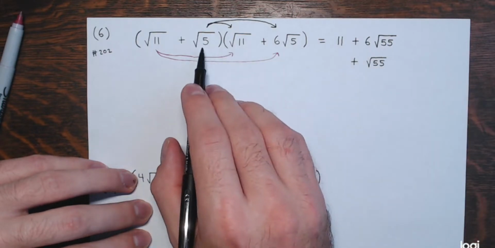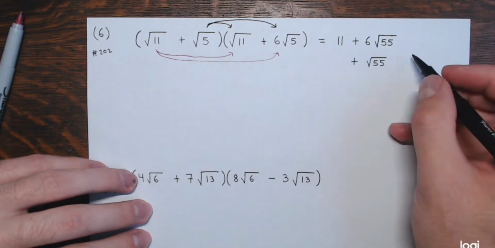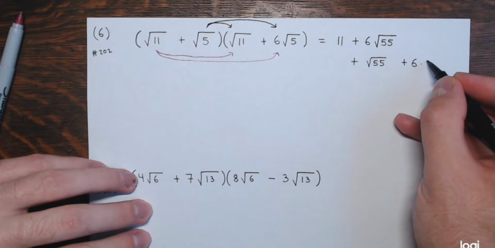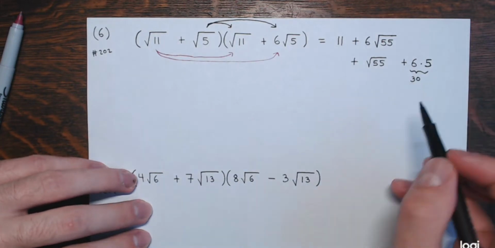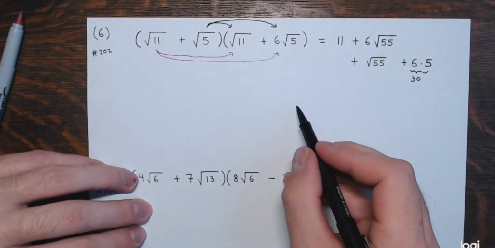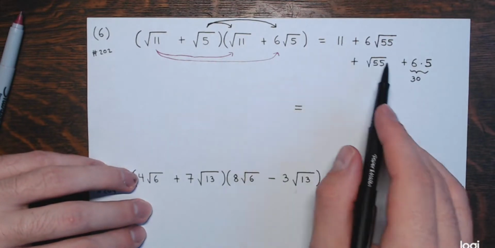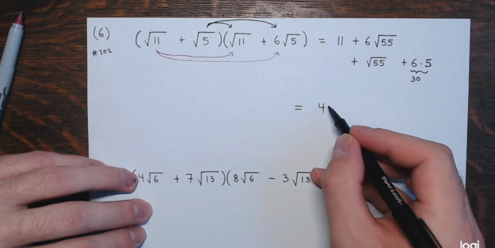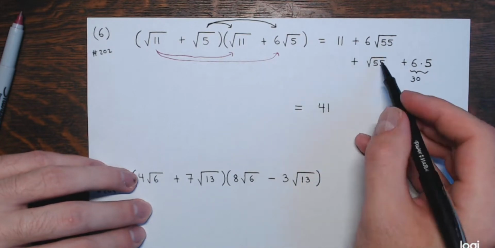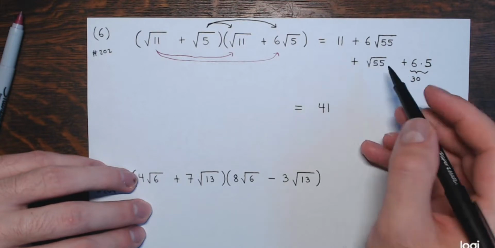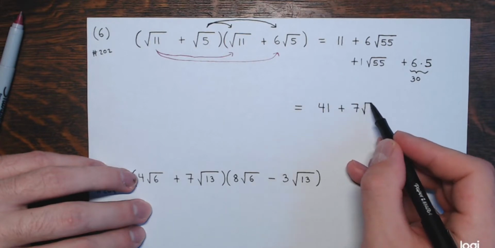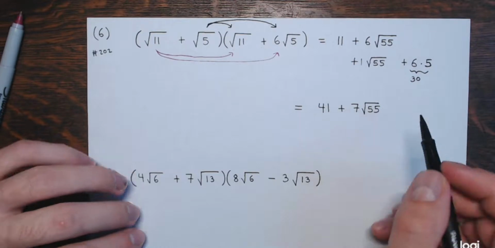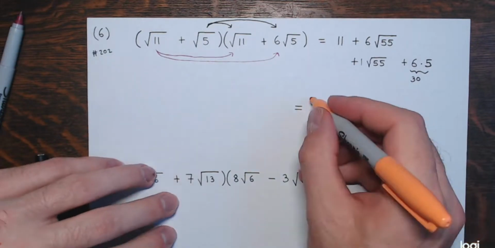And then the square root of 5 times 6 times the square root of 5 would be 6 times the square root of 25. Right? Or just 6 times 5, right? Which is 30. That last term is 30. And then combining like terms, you have 11 and 30 go together to make 41. So 41, and then the 2 terms with the square root of 55 can go together, making 7. You have 6 plus 1. It's plus 7 times the square root of 55. All right, and those 2 terms don't go together, so I'm done.